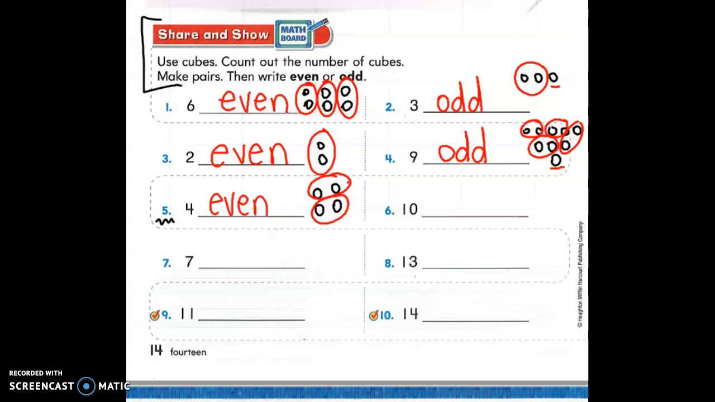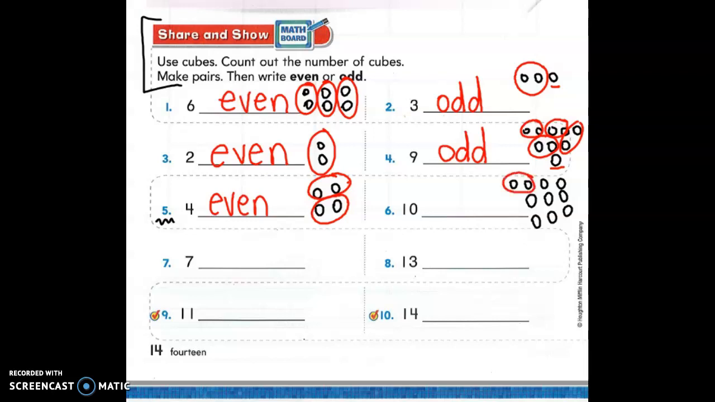All right, number 6, the number is 10. I'm going to draw 10 circles. 1, 2, 3, 4, 5, 6, 7, 8, 9, 10. Now, do you remember what we have to do next? Now we're going to make pairs, and we're going to see if there's any left out or if they're all in there. So let's see.